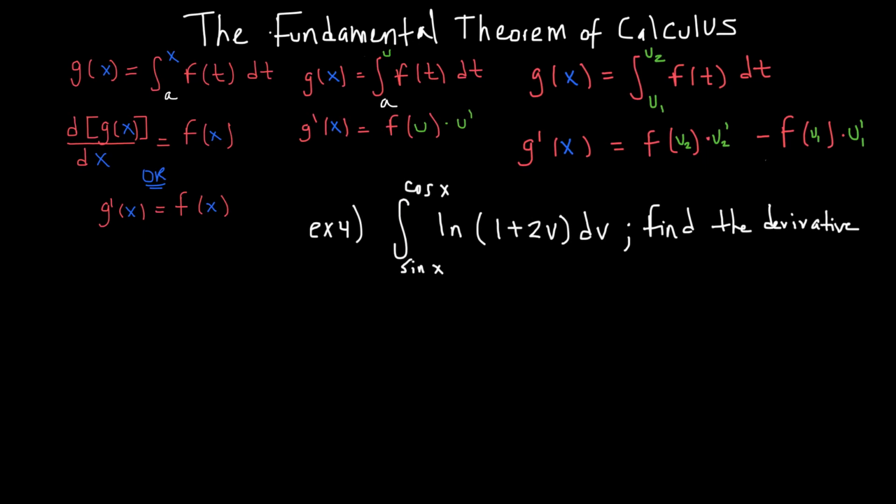So here's my fourth example. I want the integral from sine of x to cosine of x of ln of 1 plus 2v with respect to v. And the instructions just say find the derivative. Notice that they've skipped a couple of things. They don't call g of x equal to this. They don't even bring in that other function g of x.